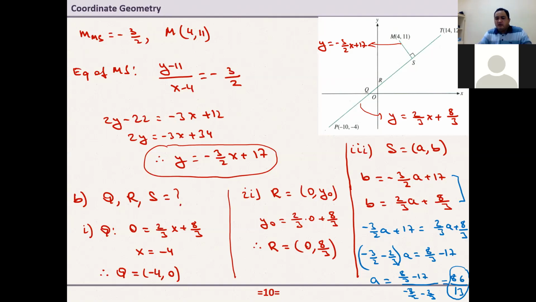So in this way, we can find the value of B. What is the value of B? That is minus 3 over 2 times A, which is 86 over 13, and here plus 17. That gives 92 over 13. So from here, B equals 92 over 13. So the coordinates of S are 86 over 13 and 92 over 13.